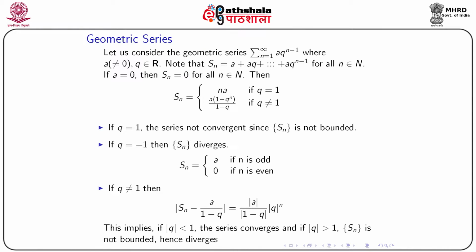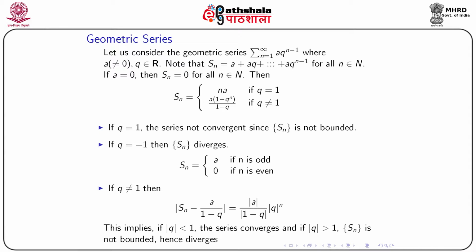Now we will consider one very important series called the geometric series. Let us consider the geometric series of the form sum over n from 1 to infinity of a q to the power n minus 1, where a is not equal to 0 and q belongs to the set of real numbers. So we can write S_n, the nth partial sum, as a plus a q plus a q squared plus ... plus a q to the power n minus 1, for all n belonging to capital N.